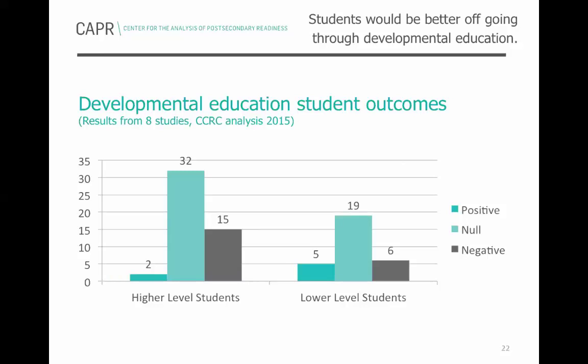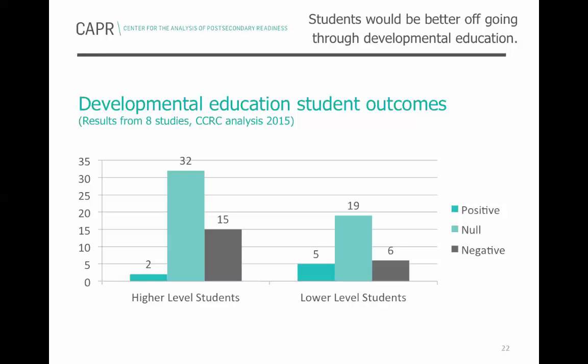So developmental education outcomes. There are some students who would be better off going through developmental education. There are certainly students who could not go to college otherwise. But these are the results of a meta-analysis that was done by some of our other colleagues. It looked at a range of studies that examined student outcomes in college for students who were placed into developmental education. And they're split into students who were closer to college ready, that's the higher level students, and then students who were well below college ready.